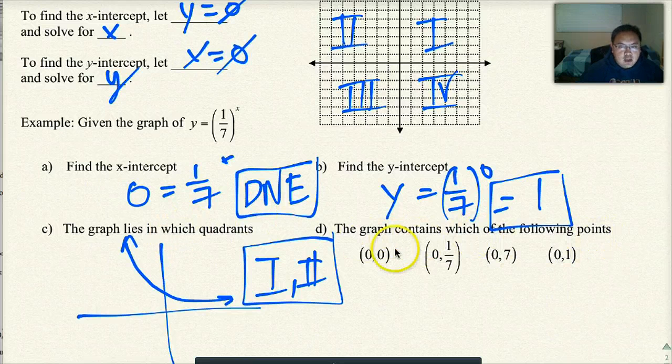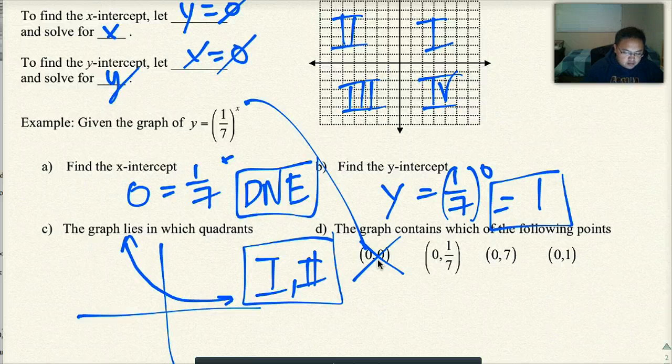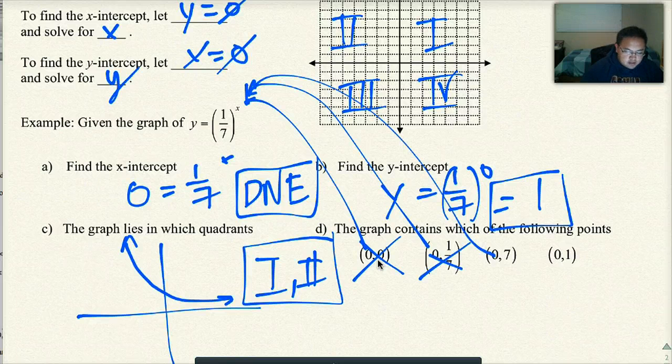And it asks which points are on the graph. What you do is plug in these numbers to figure out if it's true. So (0, 0): if I plug in 0 here, do I get 0 for y? No, you get 1. So this is not on the graph. (0, 1/7): if I plug in 0 here, do I get 1/7? No. If I plug in 0, do I get 7? No. We already did this one. When you plug in 0, you're going to get 1.